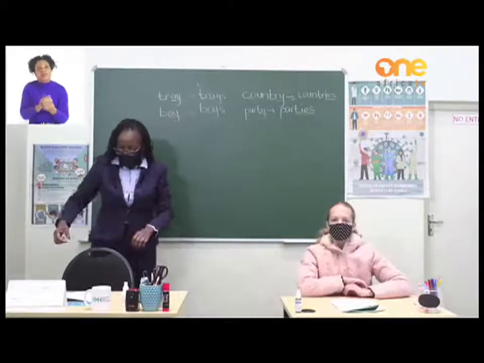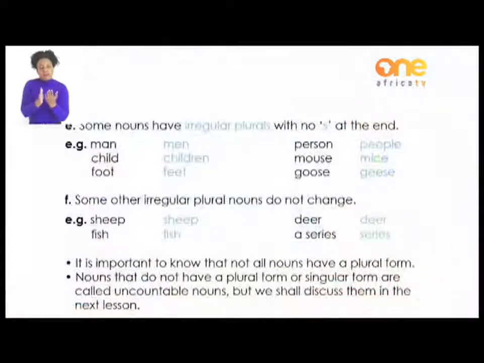Now let's go back to the booklet and we turn to page 4. Some nouns have irregular plurals with no S at the end. Man becomes men with an E. Child, children. Foot, feet. One person, two people. Mouse, mice. One goose, 5 geese.